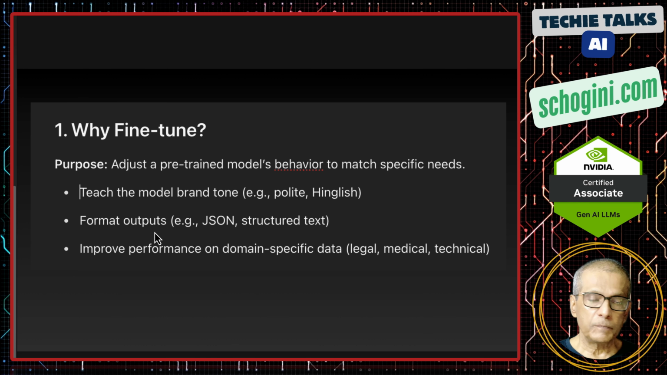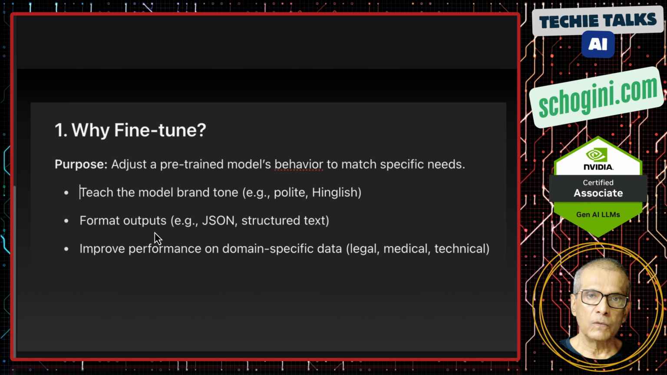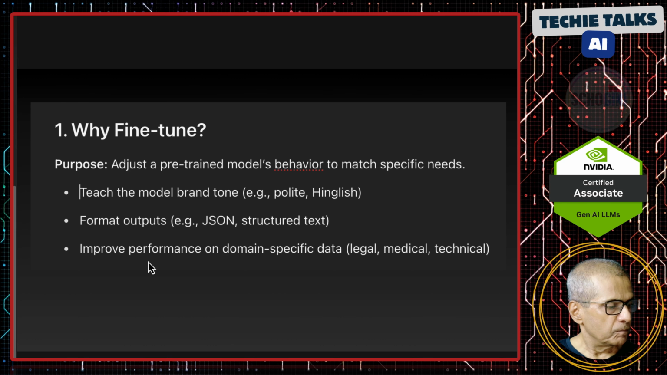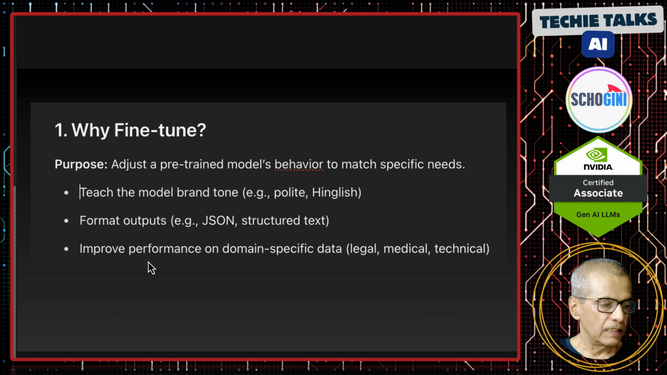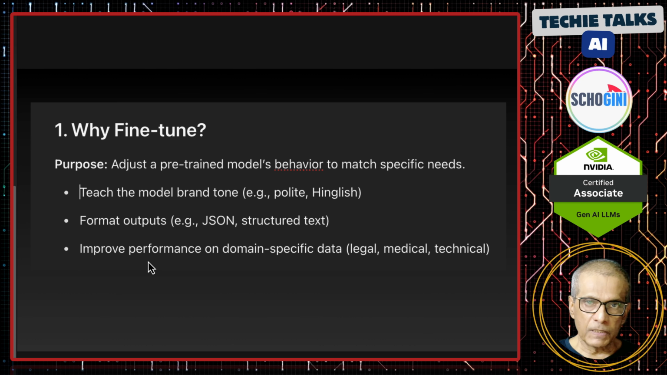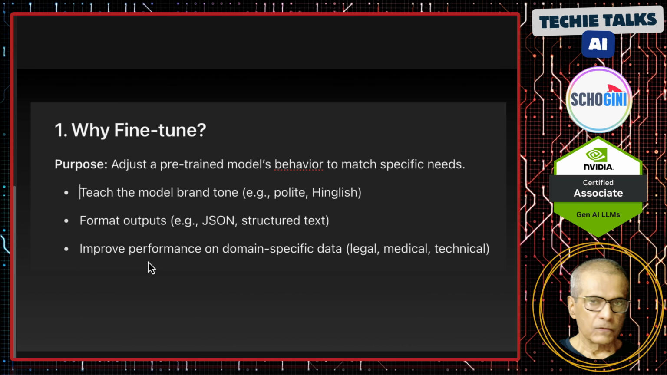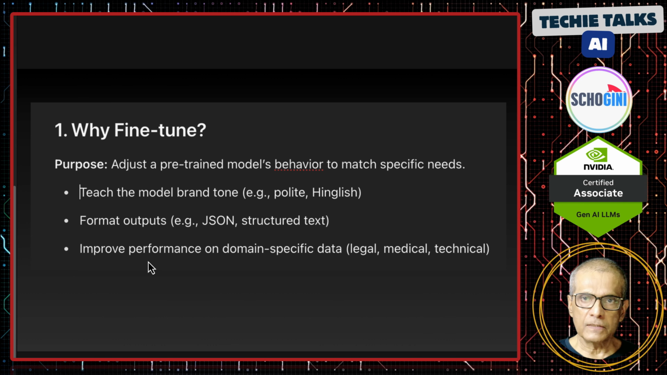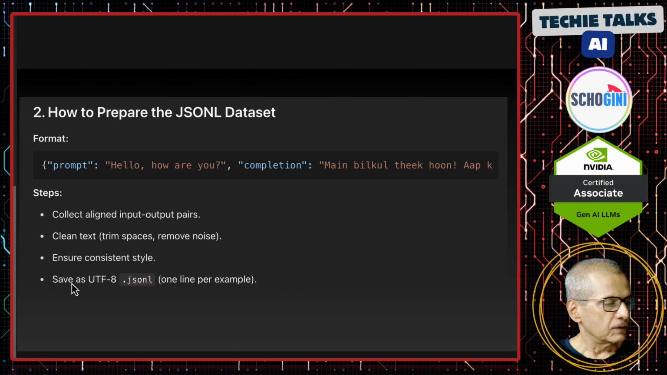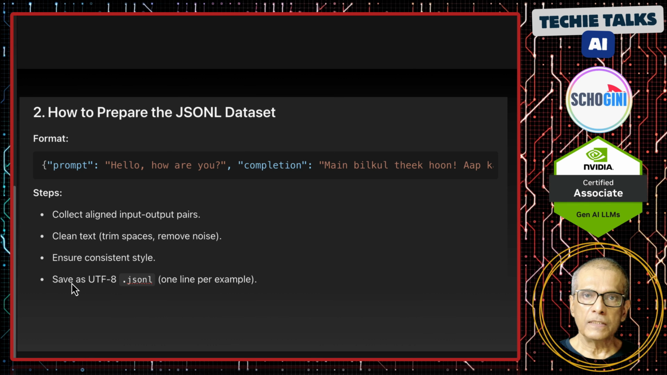Fine-tuning can also help the model to always give JSON output or structured text, and of course improve performance on domain-specific data: legal, medical, technical. But remember, most of this can also be accomplished using proper prompting. So proper prompting and RAG is good enough. Always remember that.